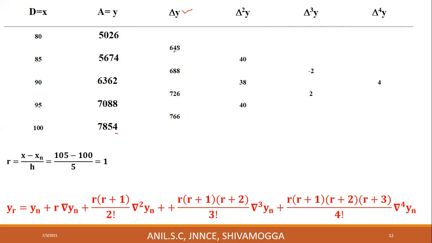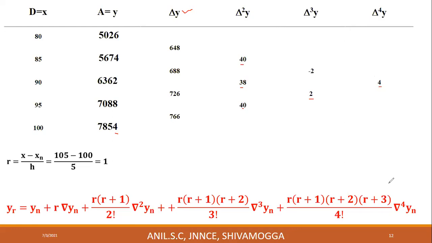Next, second order differences. 766 minus 726 is 40. 726 minus 688 is 38. 688 minus 648 is 40. These values are called second order differences. 40 minus 38 is 2. 38 minus 40 is minus 2. These values are called third order differences. Next, 2 minus minus 2 is 4. This is called the fourth order difference. This is the difference table. For writing this table, you get 3 marks in the examination.